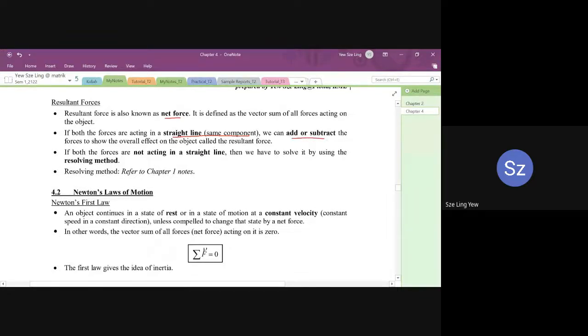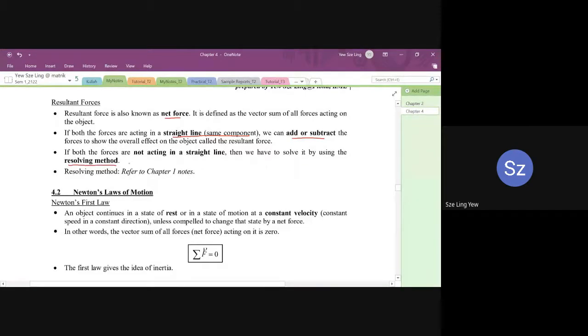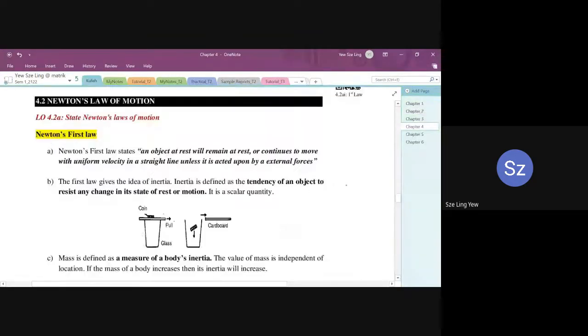If not, if the forces are not acting in a straight line, then you have to use the resolving method. How to resolve it? You refer to your Sem 1 notes, Sem 1 chapter 1. So net force, resultant force. Questions often ask you to calculate the resultant force, then you have to see how you are going to calculate it. Okay, let's go back to your notes.